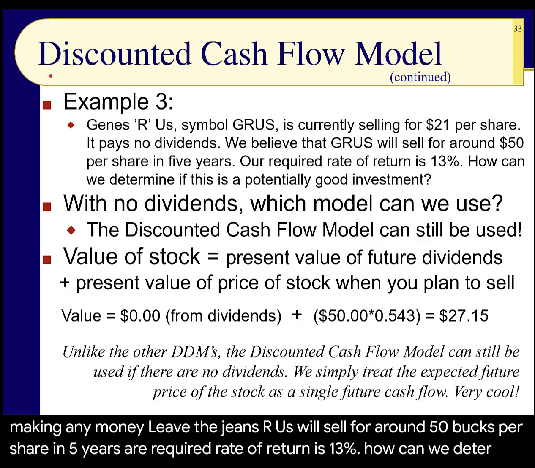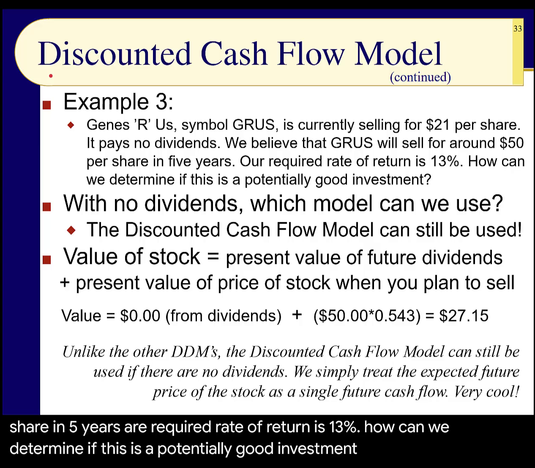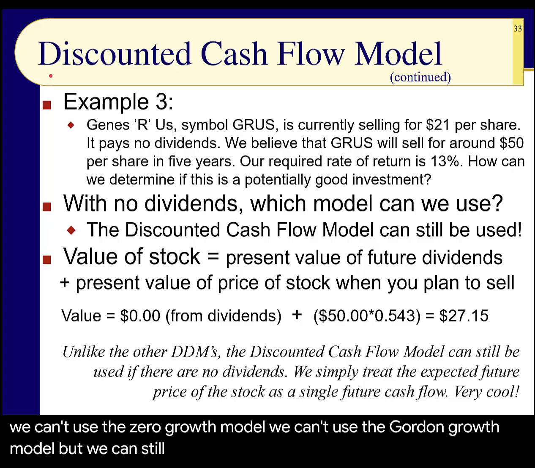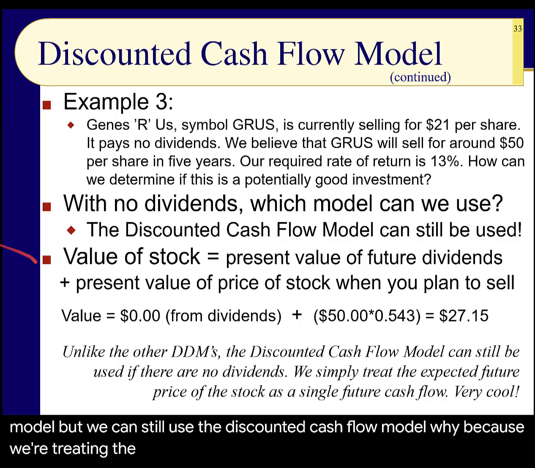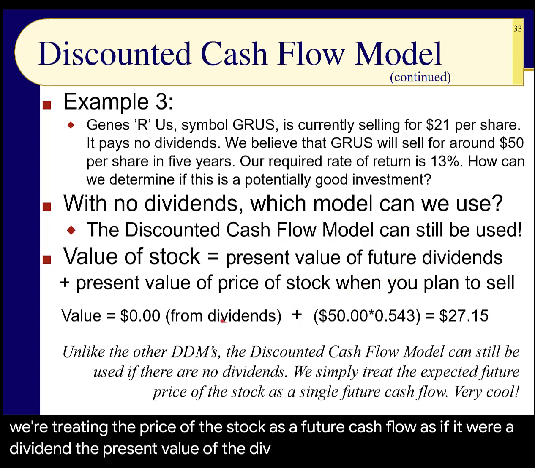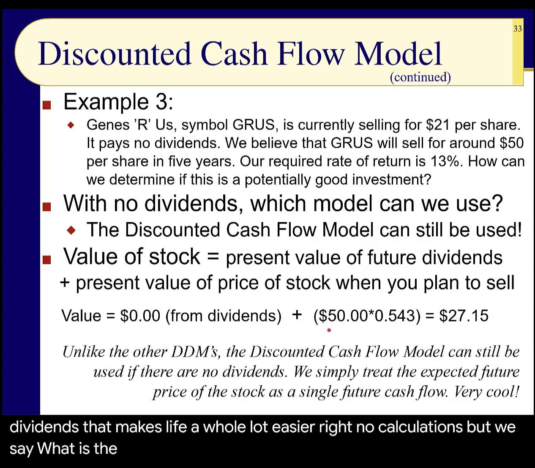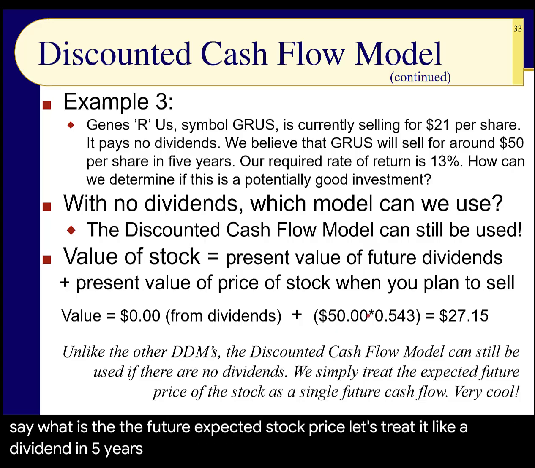How can we determine if this is a potentially good investment? Well, with no dividends, we can't use the zero growth model. We can't use the Gordon growth model. But we can still use the discounted cash flow model. Why? Because we're treating the price of the stock as a future cash flow, as if it were a dividend. The present value of the dividends is 0 because there's no dividends. That makes life a whole lot easier, right? No calculations. But we say, what is the future expected stock price? Let's treat it like a dividend. In 5 years, we expect to turn around and be able to sell the stock for $50.